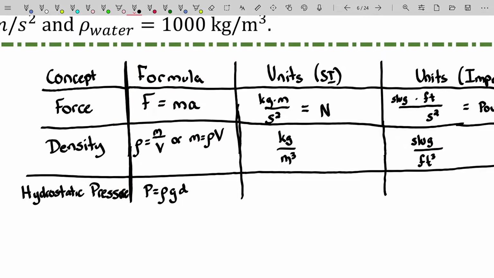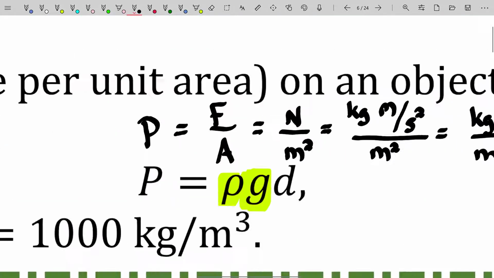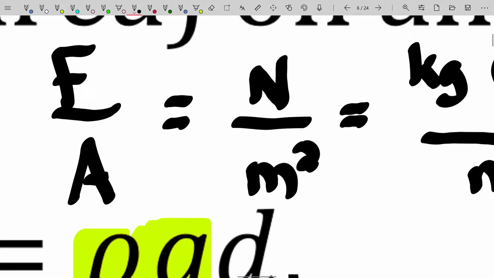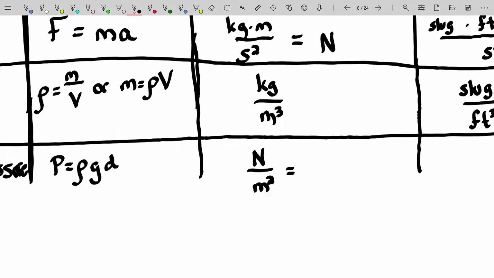Now, the units that we commonly use for hydrostatic pressure, well, it's force per unit area. And like I said earlier, that's newtons per square meter in the metric system. So I'm going to write that down here. And that's known as a Pascal, also noted with a capital P, little a.